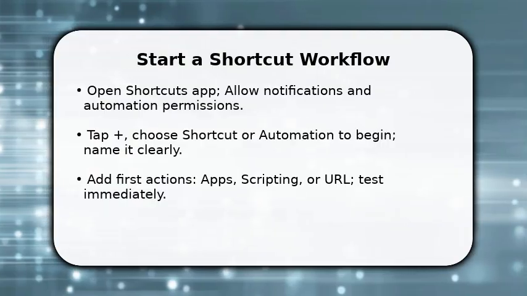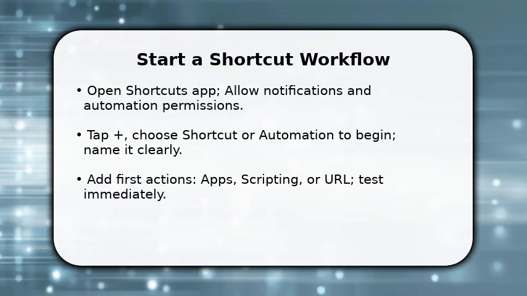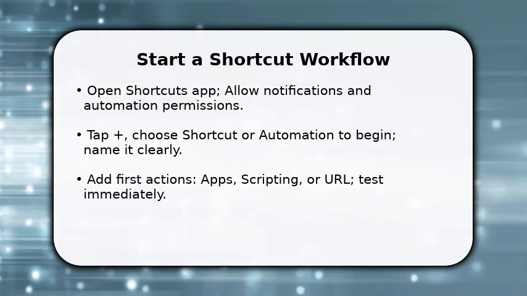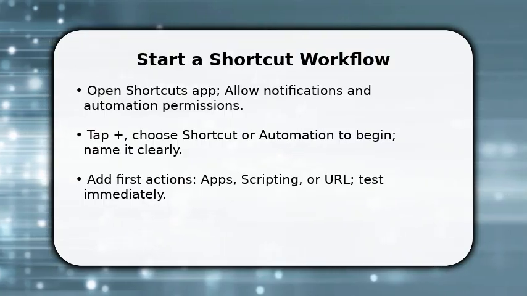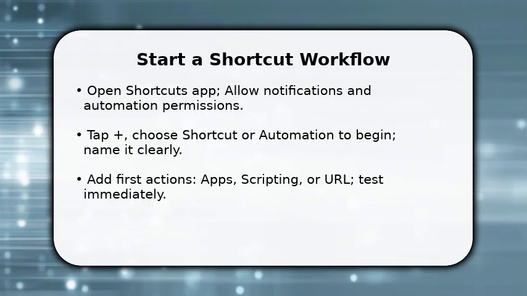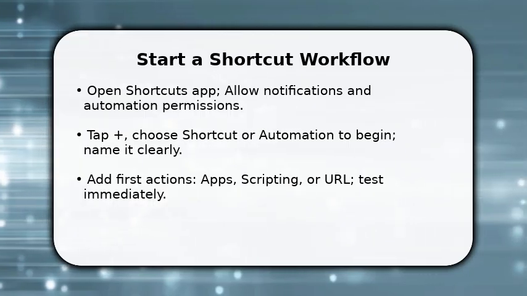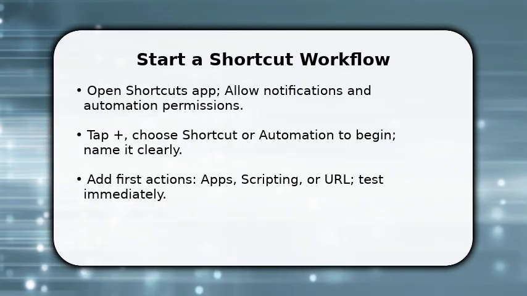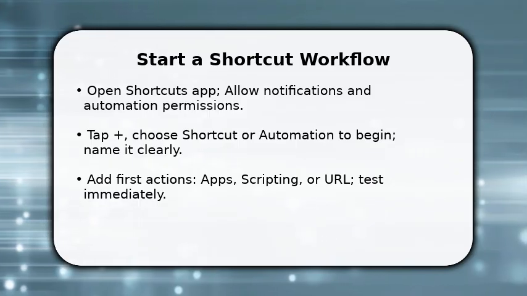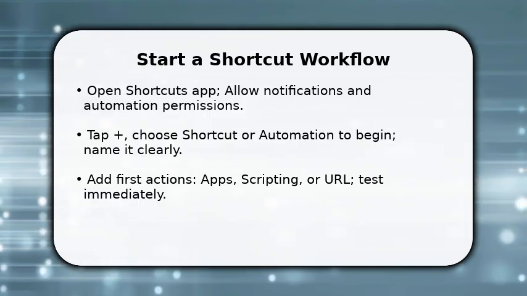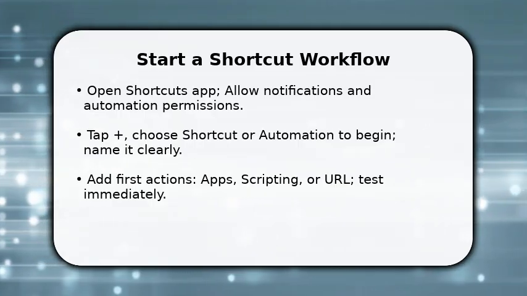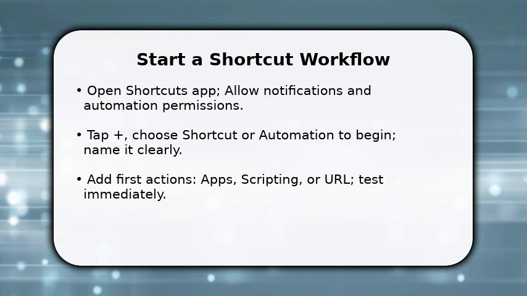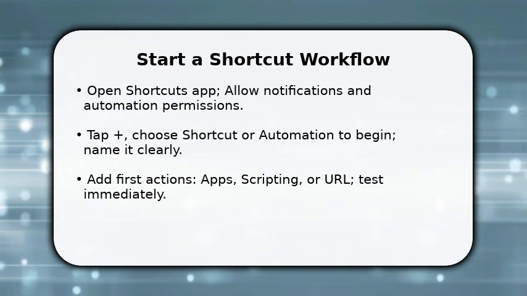You start by opening Shortcuts and confirming permissions so actions run reliably. Once done, tap the plus button and choose whether this is a manual shortcut or an automation triggered by time, location, or event. Add one action to begin, for example, open app, get current location, or run script. Make sure to name the shortcut so you can find it later. Test that single action immediately. It confirms permissions and behavior before you chain additional steps.